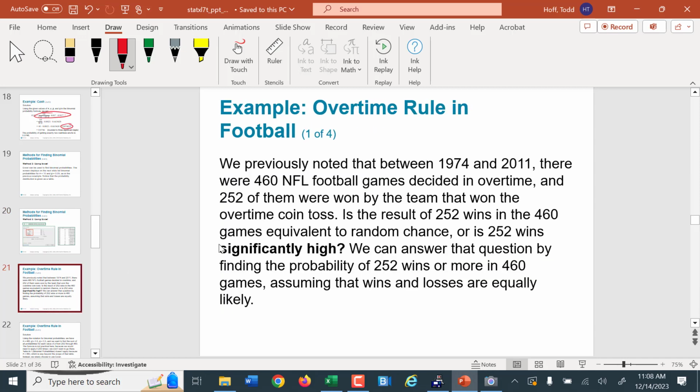So anyway, let's look at the football overtime rule and do an example there. We previously noted that between 1974 and 2011, there were 460 NFL football games decided by overtime. 252 of them were won by the team that won the coin toss. So does winning a coin toss give you an unfair advantage in overtime? Is the 252 wins out of 460 a significantly high number?